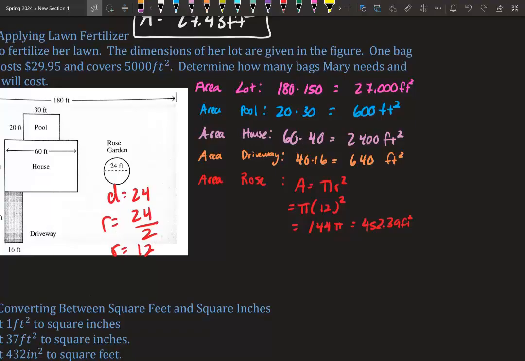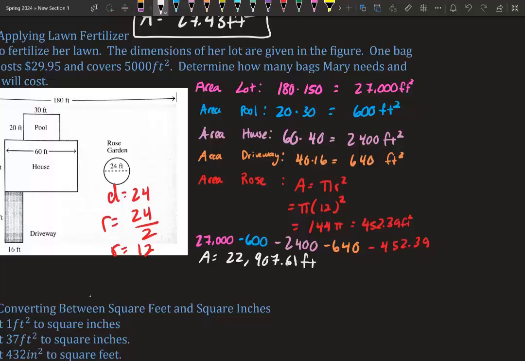All right, so now that we have the area of everything, let's take out the pool, the house, the driveway, and the garden from the entire lot. So we're going to have 27,000 minus 600 minus 2,400 minus 640 minus 452.39, and we get the total area of 22,907.61 square feet. So that's how much lawn Mary has.